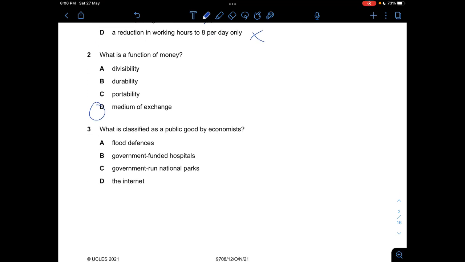Question 3, what is classified as a public good by economists? A public good is basically a good that is non-excludable and non-rival, and it's funded by the government through tax payments. So A, it says flood defenses, which is correct. B, it says government funded hospitals. This is a very good. Government run national parks is also very good. D, the internet. The internet is not really a public good, because if you want to access it, you need to buy the data package. So the thing that can be classified as a public good is flood defenses.